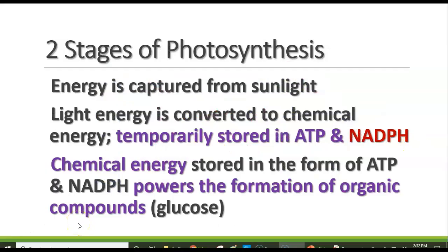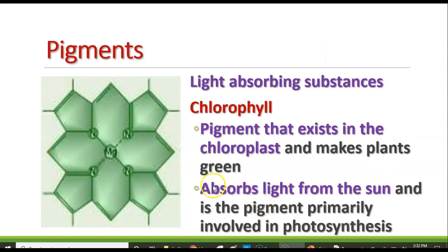As we stated before, there are 2 stages of photosynthesis. In the light reactions, the energy is captured from the sunlight and then converted to chemical energy. It's temporarily stored in the form of ATP and another energy molecule called NADPH. Then that chemical energy stored in those 2 molecules, in the second part, the Calvin cycle, powers the formation of the organic compounds in the form of glucose.